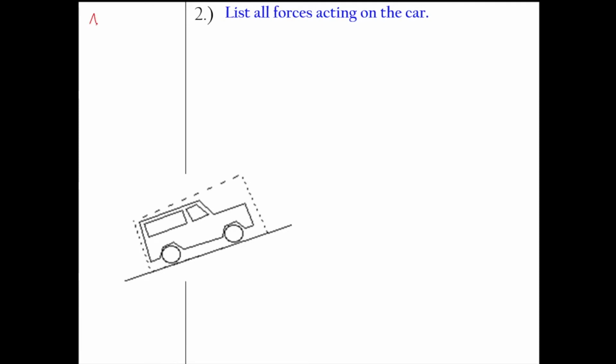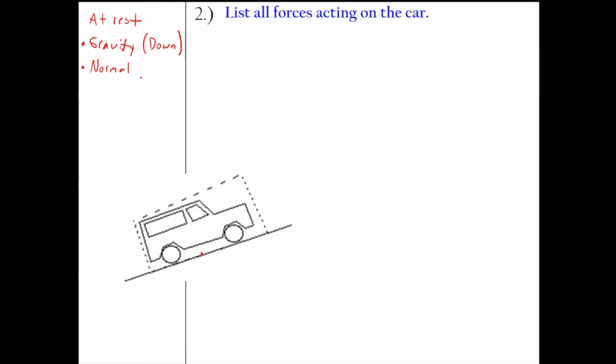So we want to think about what forces are acting on this car while it is at rest on the hill. Well, let's start off with the easy force. We always know that gravity is acting on an object. We also know that gravity always points down. The next force that should be easy to identify is normal. And we know that normal points up from a surface.